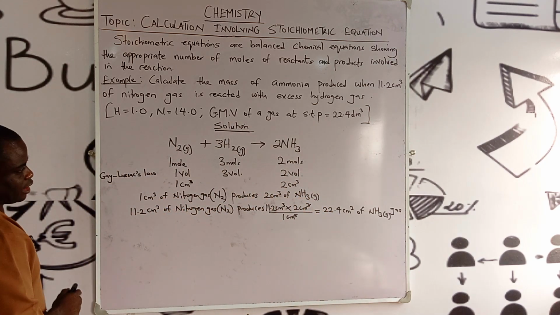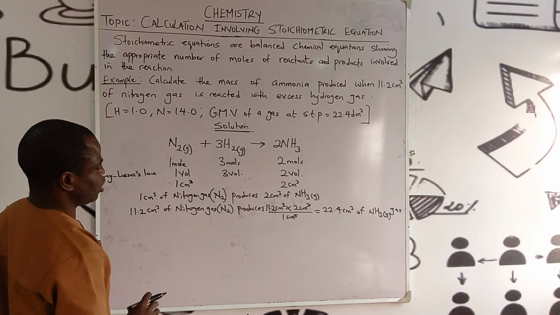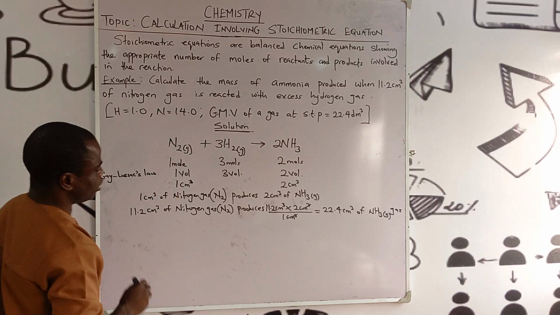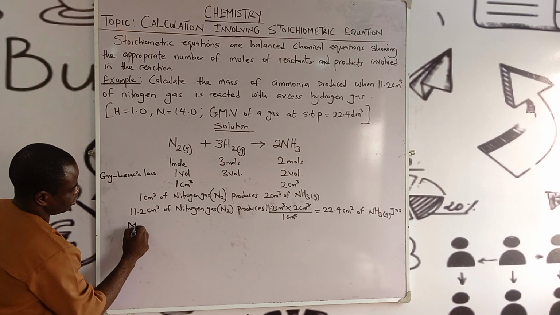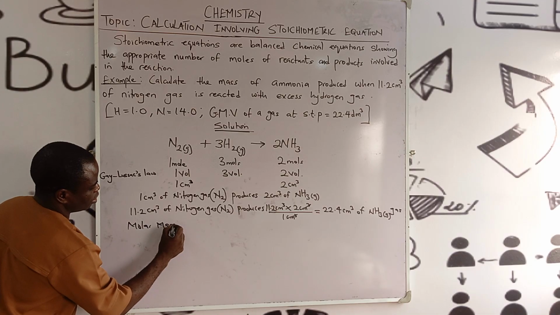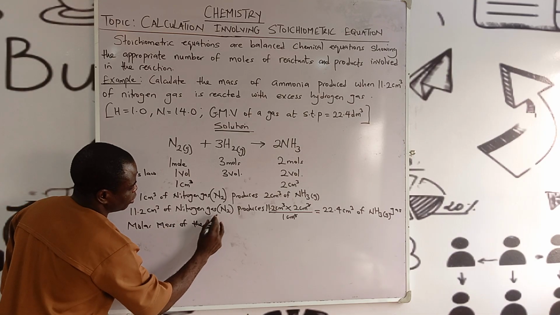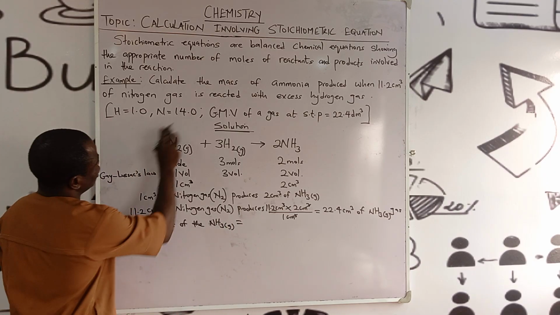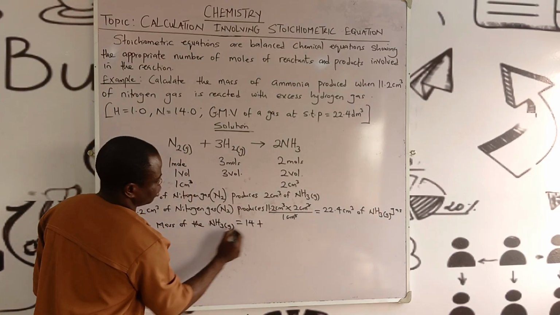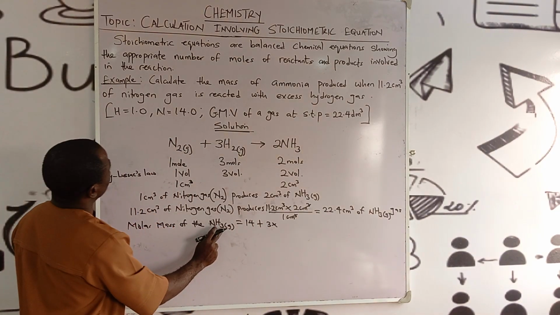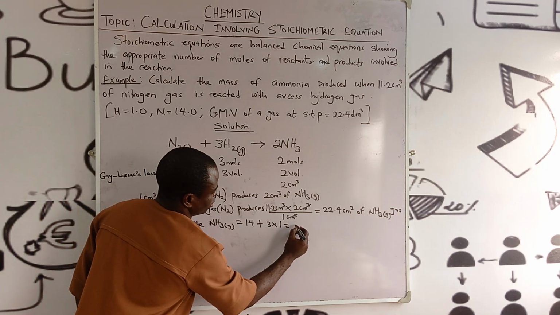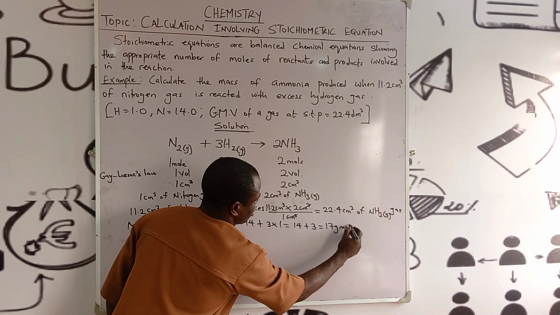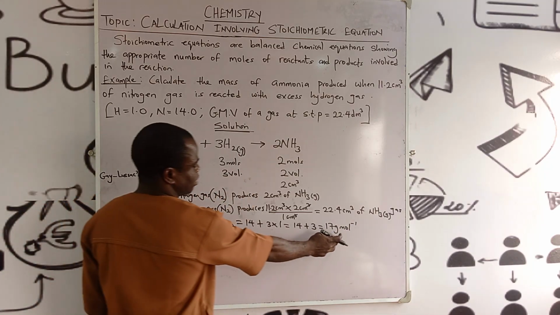Okay, when you have it like that, please don't forget that we are going to look for the molar mass of the ammonia gas. You have nitrogen as 14 plus 3 times, you have 3 of hydrogen times 1, which is 14 plus 3, which is 17 grams per mole. The molar mass is expressed as grams per mole.